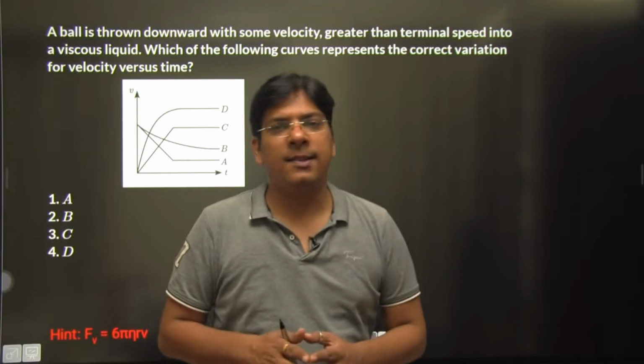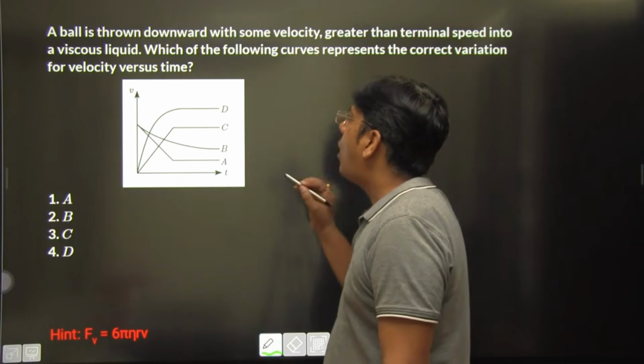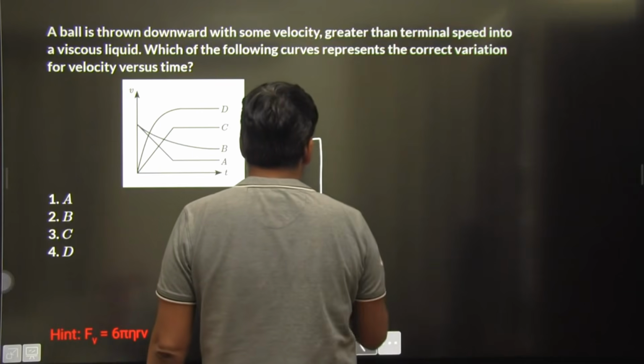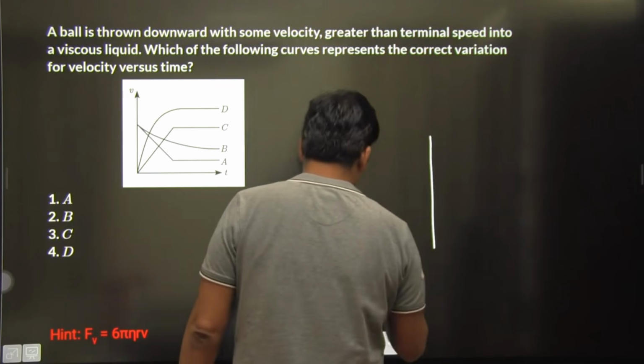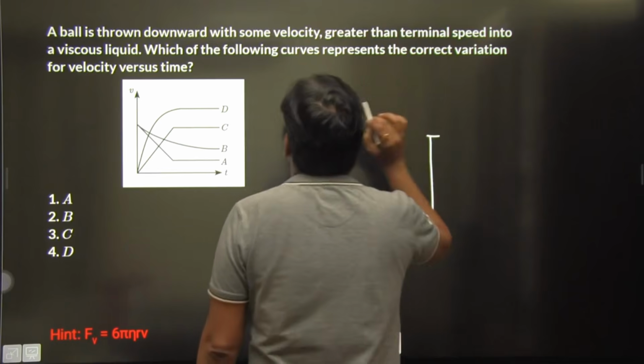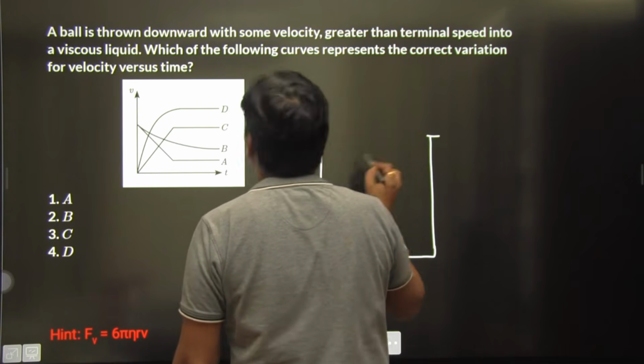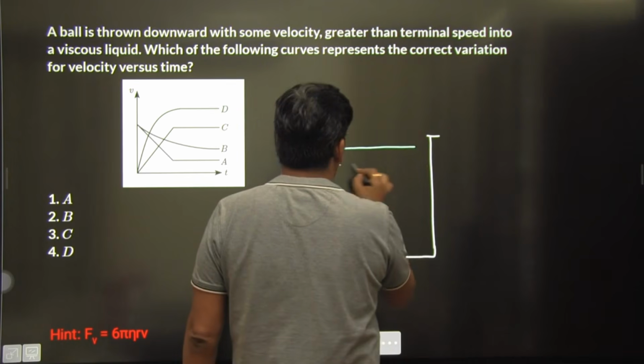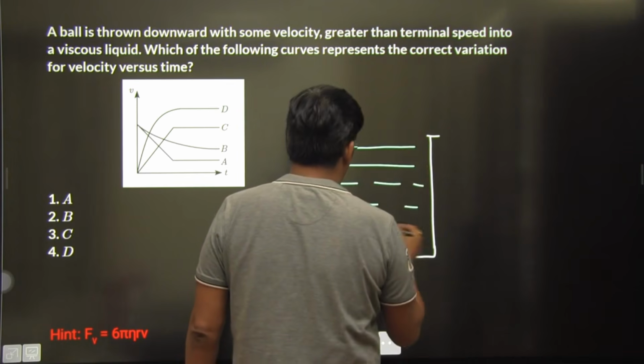Dear students, let us discuss this question now. A ball is thrown downward with some velocity greater than the terminal speed in a viscous liquid. Dear students, we have a viscous liquid here, right?